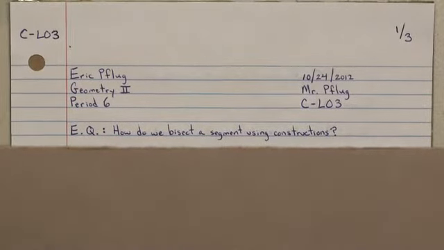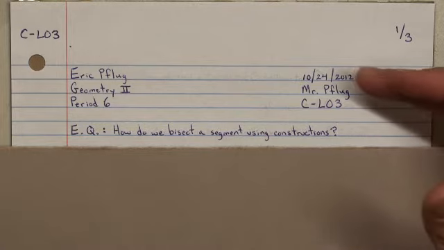Okay, this is the third lesson in the unit on constructions. There's 3 pages in this lesson, so I have a 1 out of 3 in the top corner. This will be the first page out of 3. And in the top left corner, I have C-L03. That's Constructions-Lesson 03. Then I put my heading.